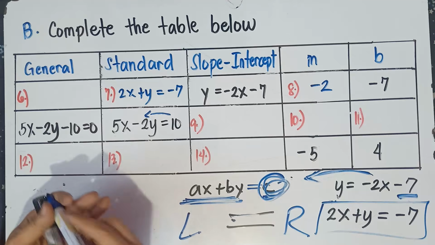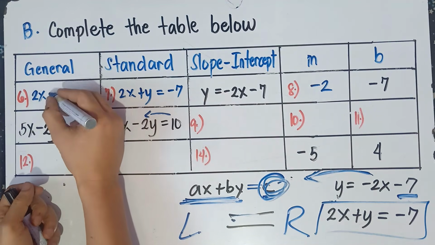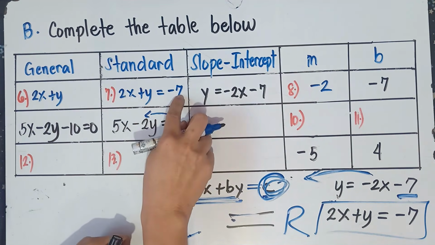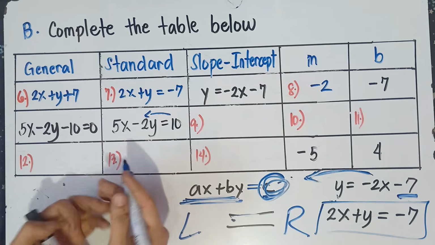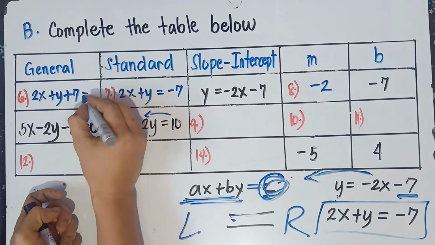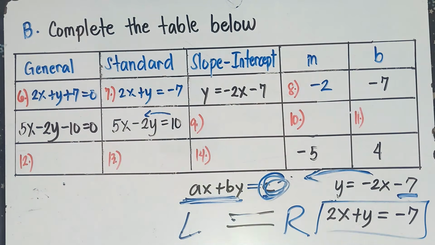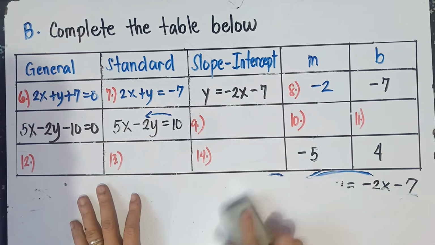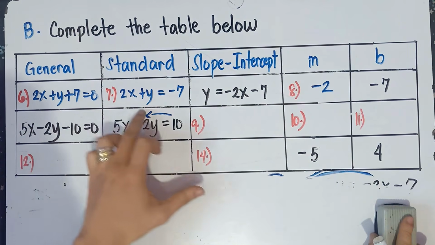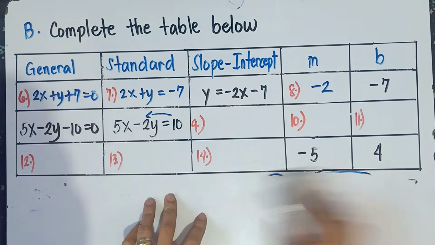So this will be copy 2x, copy y. We transpose negative 7 from right to left. This is negative. It will become positive 7. Do not forget, in general form, that would be equal to 0. That's it, class. All set. That's the answer, class, with regards to our first row. Alright, I hope it's clear for you, class, with regards to number 6, number 7, and then number 8.